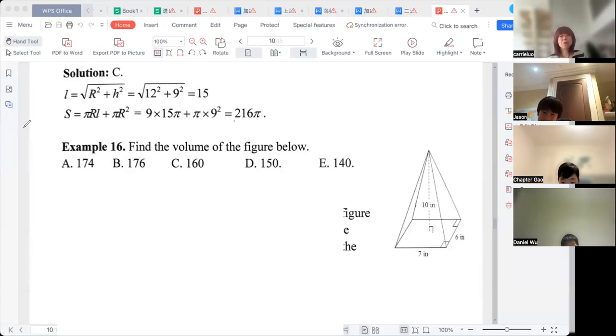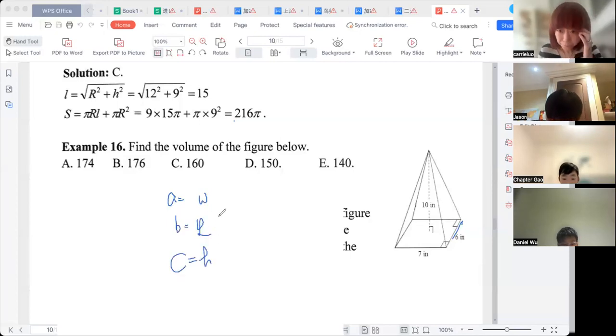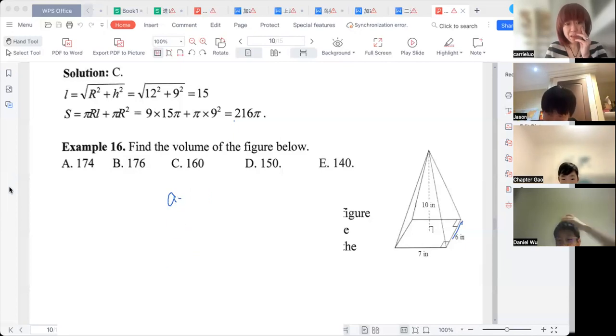老师，我有一个问题。你说 A 是 width 还是 length？It doesn't matter. 是 height 还是 width 还是 length？A 等于 width，B 等于 length，然后 C 等于 height。So basically, we just use width. 172. That means you're right.